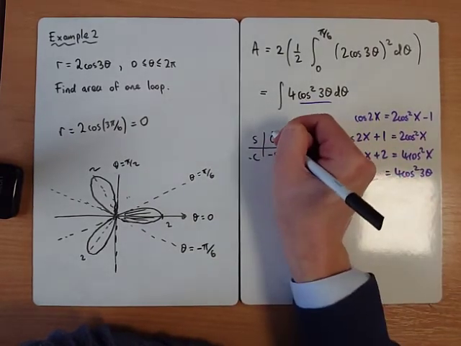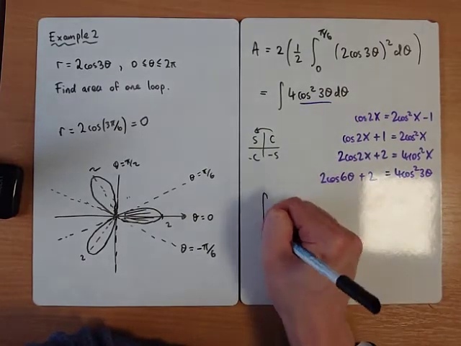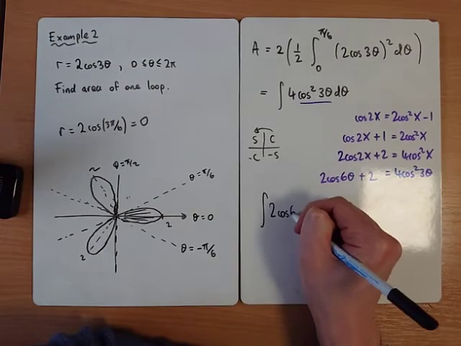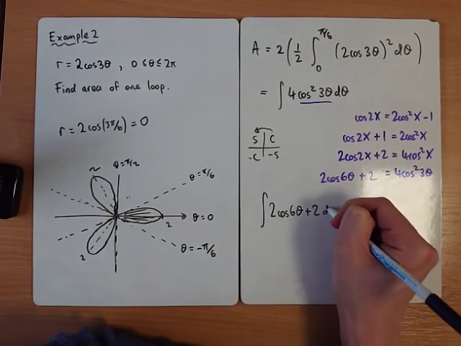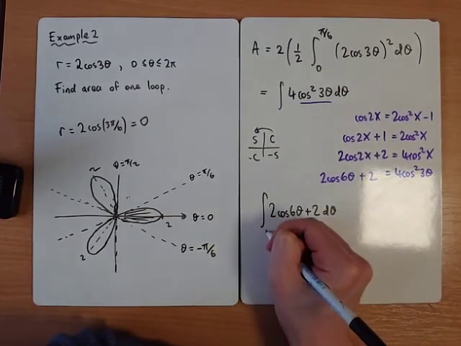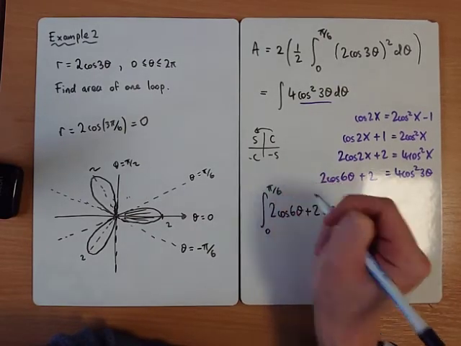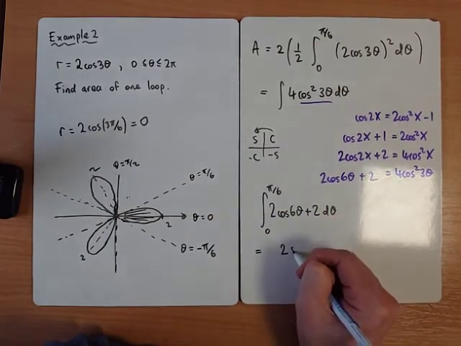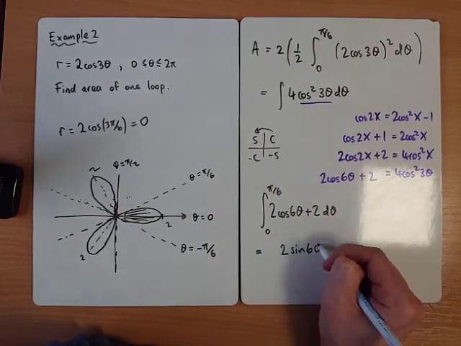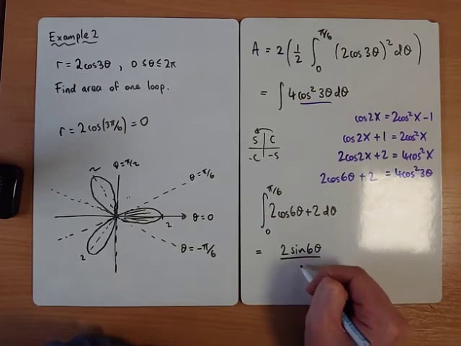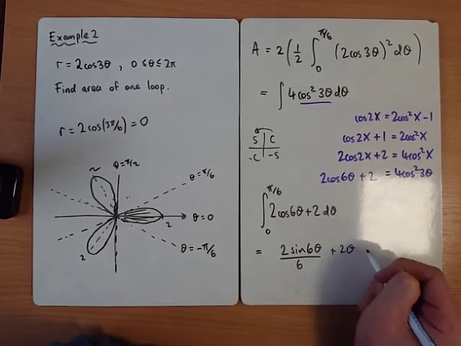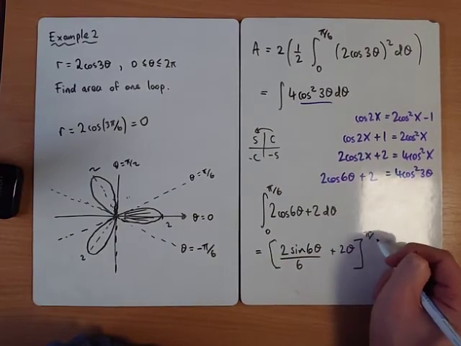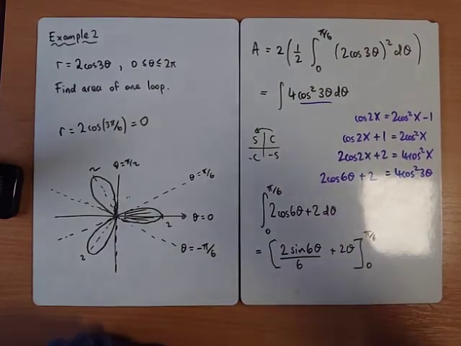Integrate cos, we'd get sine. So let's say this is equivalent to the integral of 2 cos 6 theta plus 2 d theta between 0 and pi over 6. So cos integrates to sine, divided by the 6, plus 2 theta, between pi over 6 and 0.